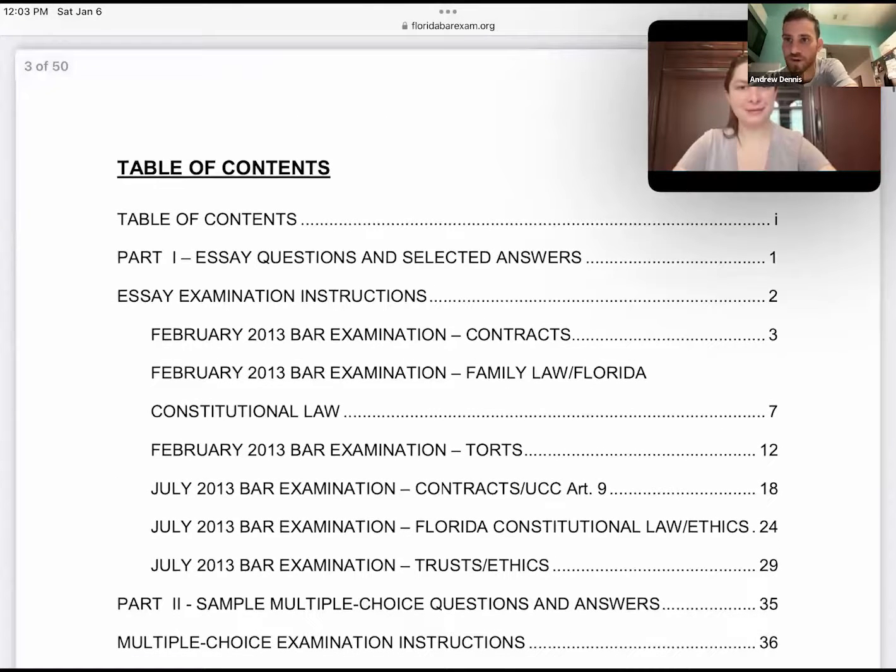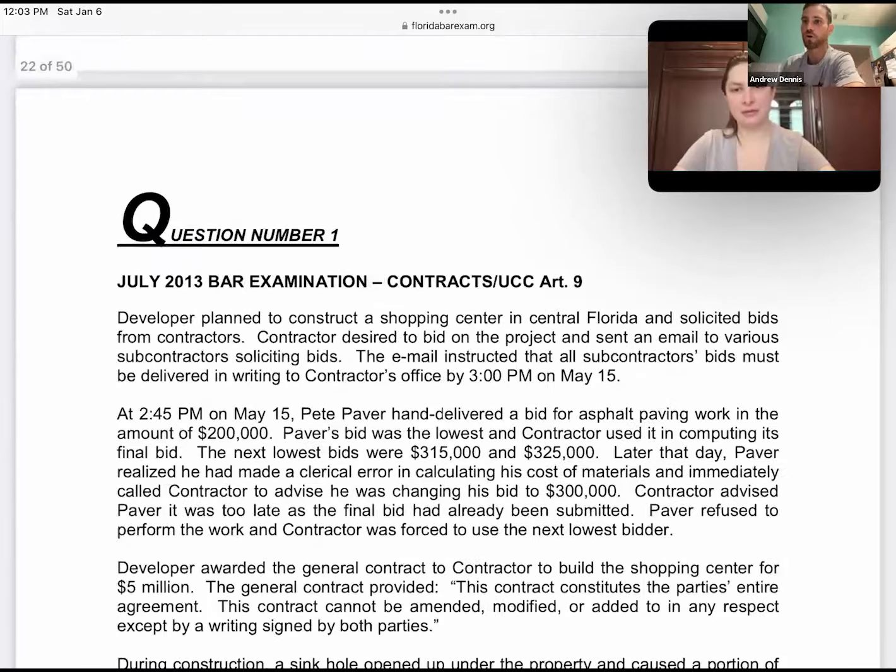2013, here we go. Family law, Florida common law. I'm not going to do that one because it's probably mostly family law. Let's take a look at this Florida common law one. And again, there's no real rhyme or reason to this order because on test day, there's no real rhyme or reason to what you're going to get.